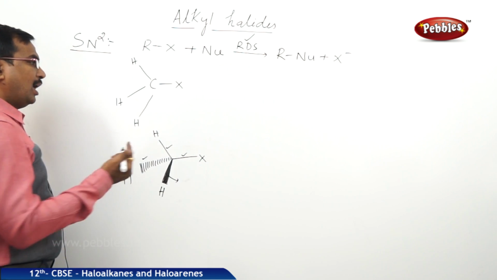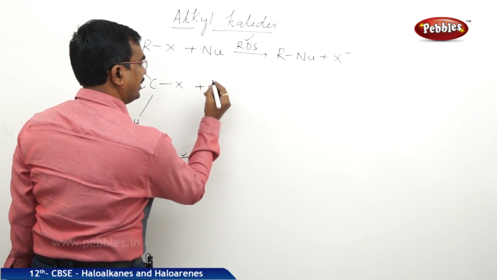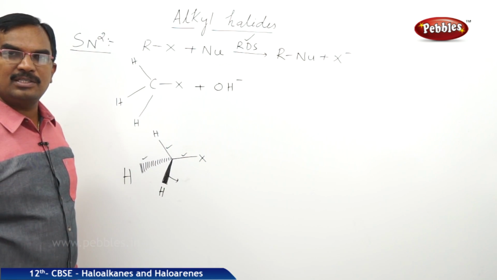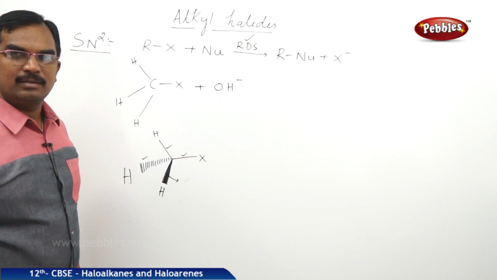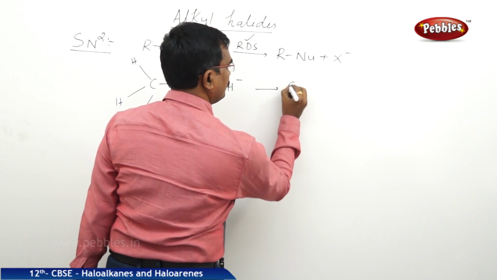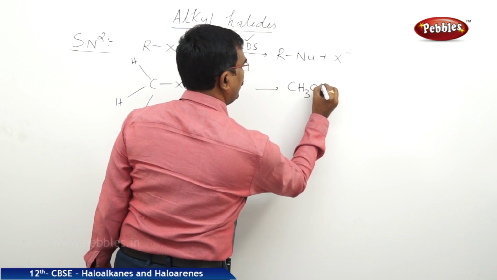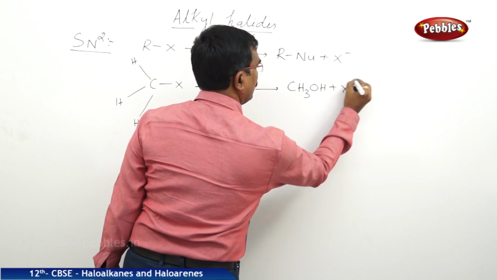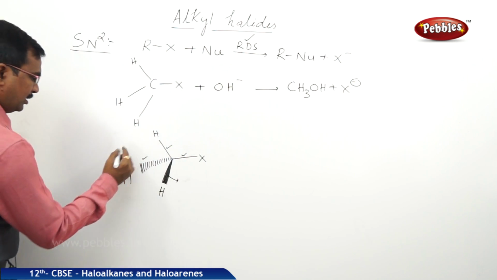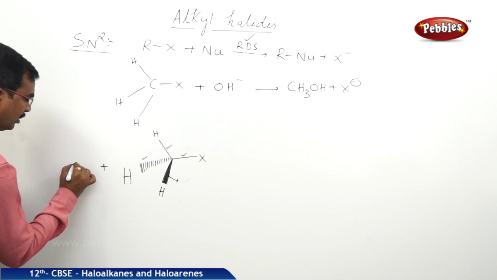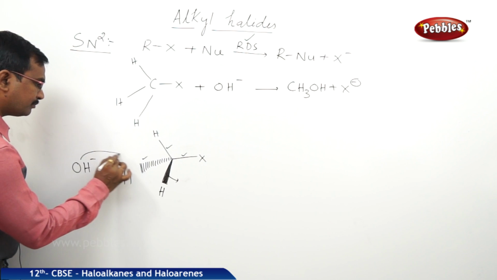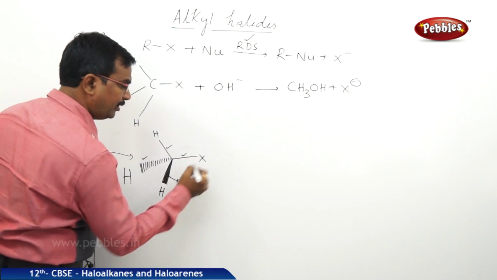Now when this methyl halide combines with hydroxide ion, OH minus is the attacking nucleophile. So when this attacks, the final product we get is CH3OH along with X minus. The same we can represent like this also, where we have the OH minus. So this is the attacking group, and this is the leaving group.